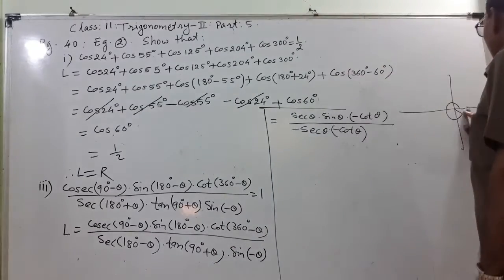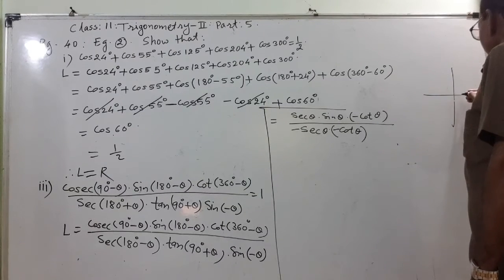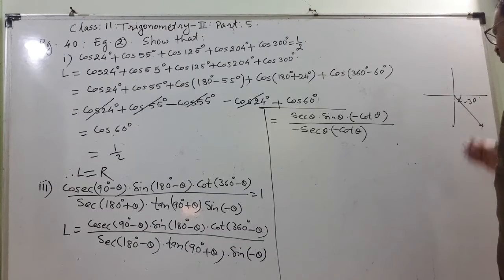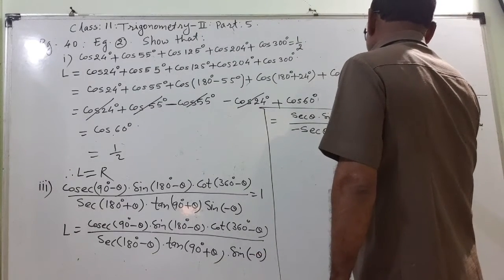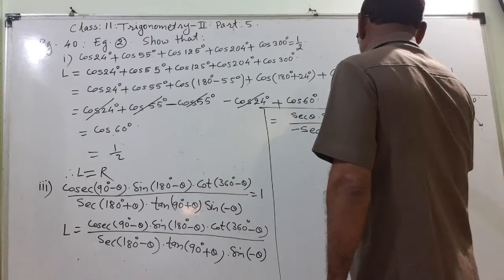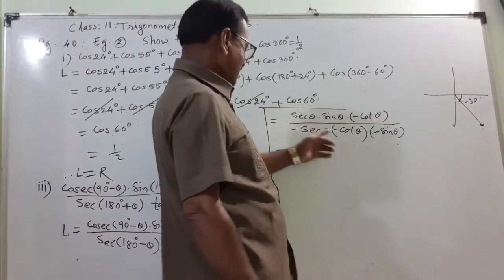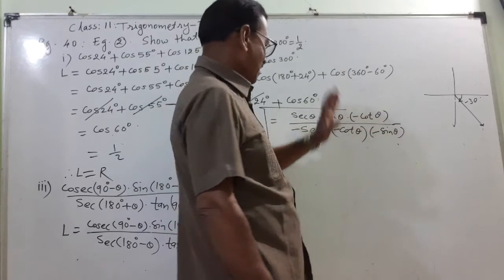Now sign of minus theta. Minus theta means here. How to draw minus 30 degree? Draw minus 30 degree. Minus 30 degree means this way. This is minus 30 degree, which means which quadrant? Fourth quadrant. What is positive in the fourth quadrant? Cos is positive. What am I searching? Sine. So it will be minus sine theta. This will be negative, so this minus will become plus.